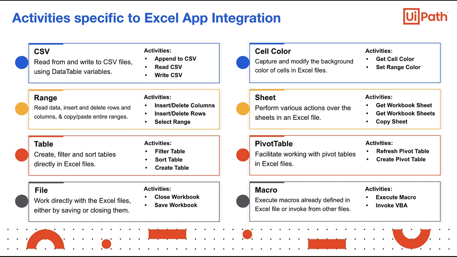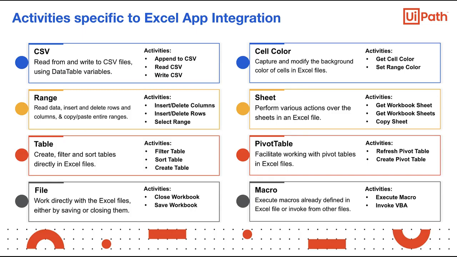Sheet. These activities can perform various actions over the sheets in an Excel file. The activities under this category are Get Workbook Sheet, Get Workbook Sheets, and Copy Sheet. Get Workbook Sheet reads the name of a sheet by its index. Get Workbook Sheets extracts the sheet names and stores them ordered by index.